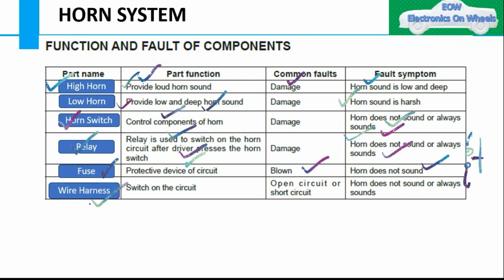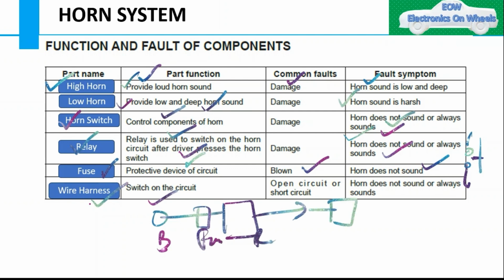Then the wire harness. You have already seen that when we are going from the battery to the relay, we go first to the fuse, then the relay, then we go to the switch. All these are connected through the wiring harness, right? The function of this particular wire harness is to switch on the circuit. The common fault might be open circuit or short circuit. So the horn does not sound or always sounds. Here also the same type of fault would be there, open circuit or short circuit.